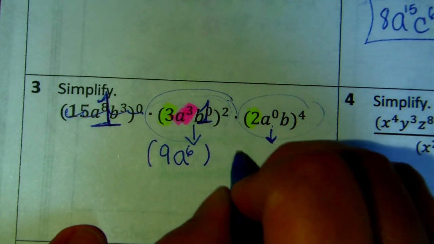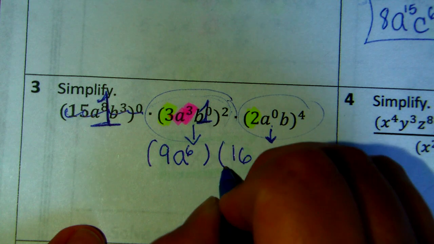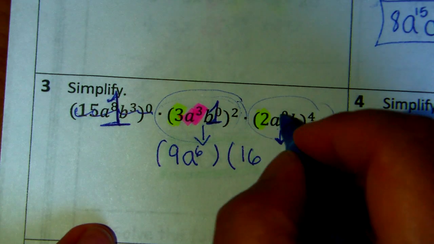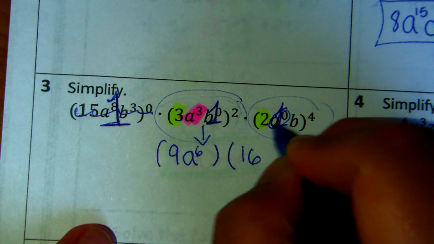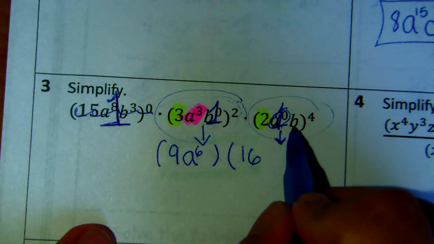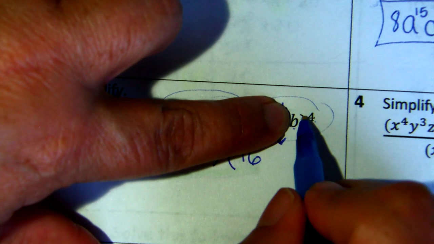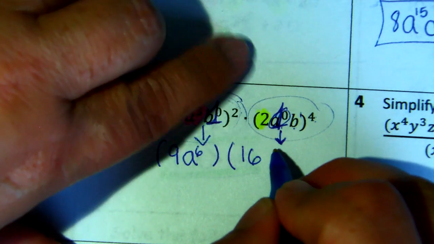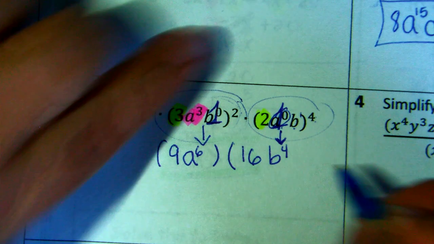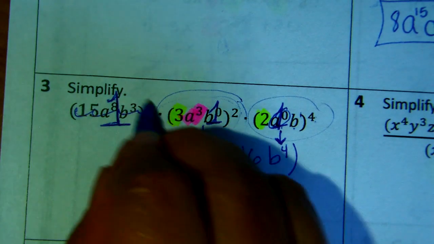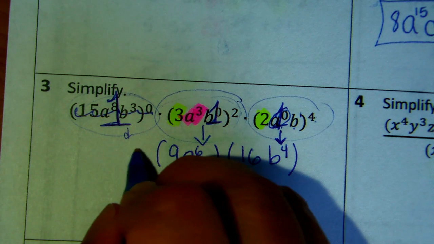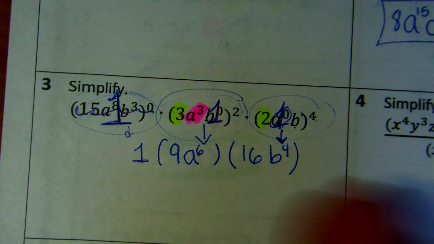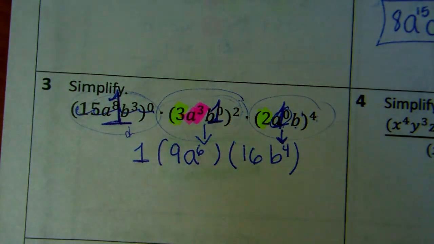Alright, so 16. A to the power of 0, what happens with this guy right here? This guy becomes a 1. And then you have b to the power of 4, and it's like having b to the power of 1. And 1 times 4 is 4. So b to the power of 4. Okay? Of course, remember this one became what? A 1. If you have a 1 as a coefficient, anywhere in between, you can omit it.